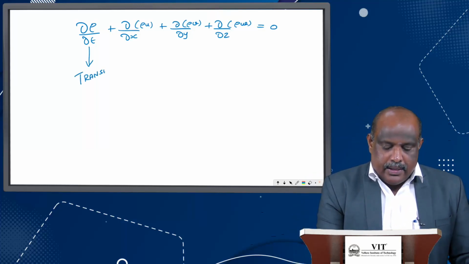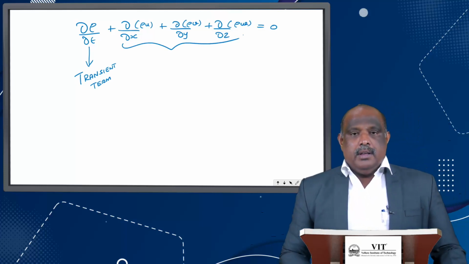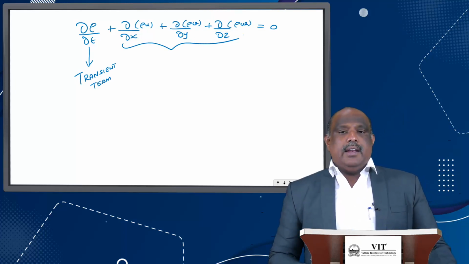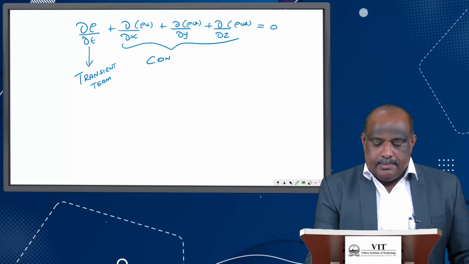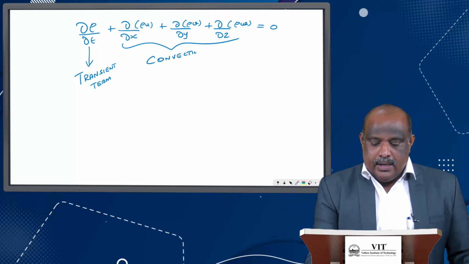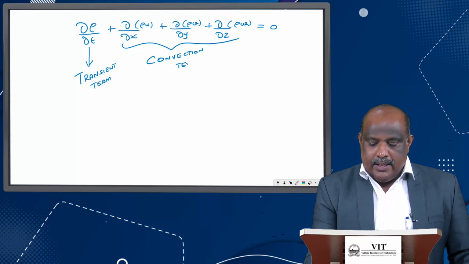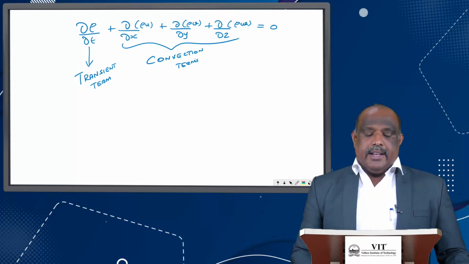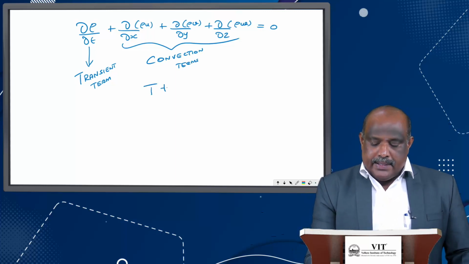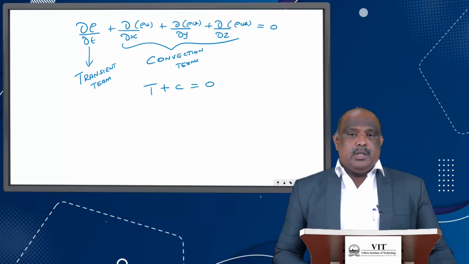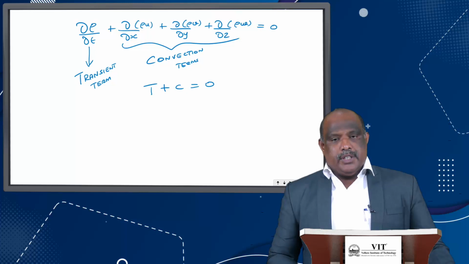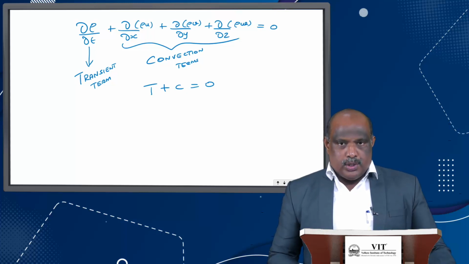Why is it transient? Because we have the time derivative. What about the next three terms? Which terms are involved there? U, V and W. So definitely they are convection terms. So we can see this continuity equation is of the form T plus C equal to 0. There is no term involving D or S. That is, there is no diffusion term, there is no source term.